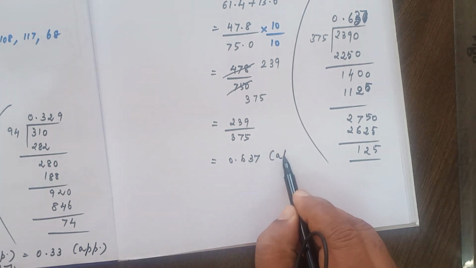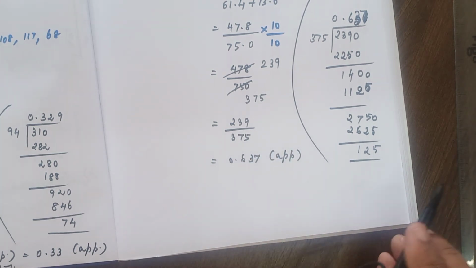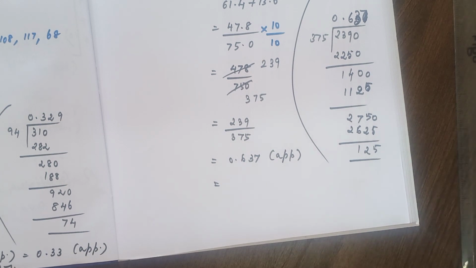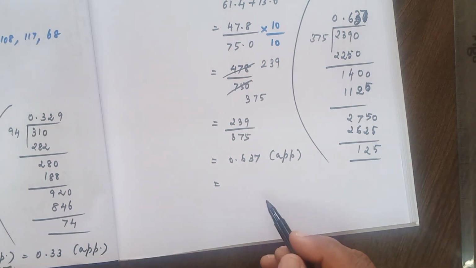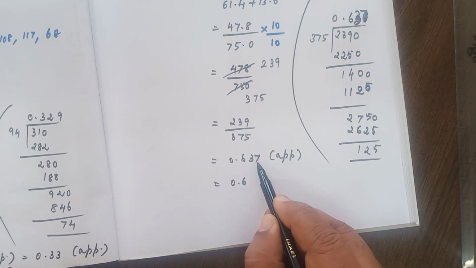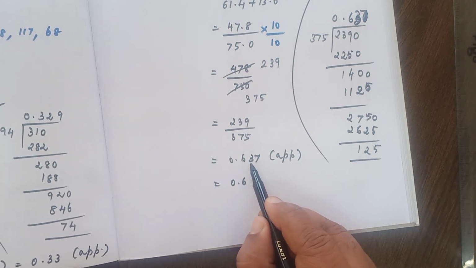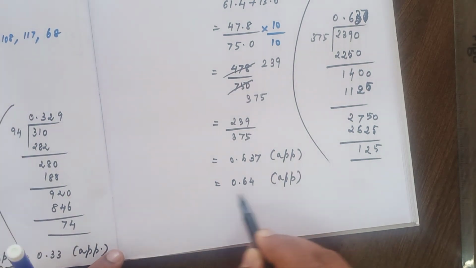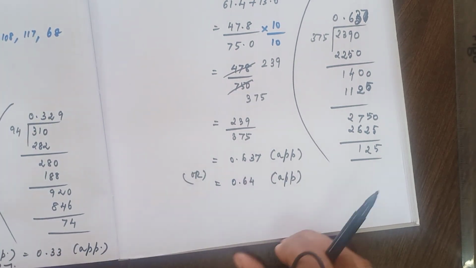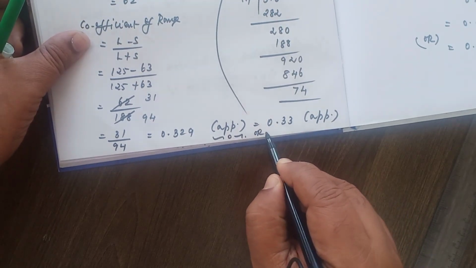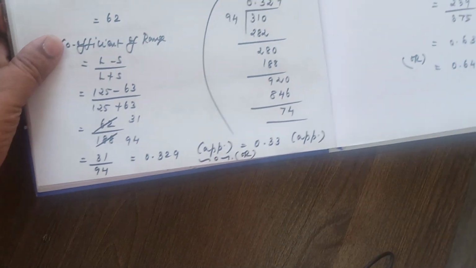0.637 approximately, or you can write it can be rounded off to 2 decimal places. 0.6. Since it is more than 5, you can add 1 with the previous digit. 0.64. Both the answers are correct. Here also I put or. Write any one of them. Both the answers are correct.